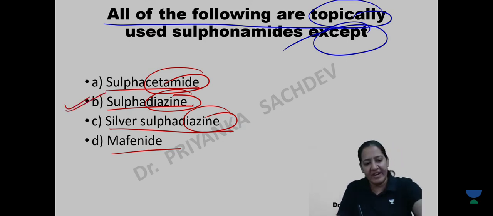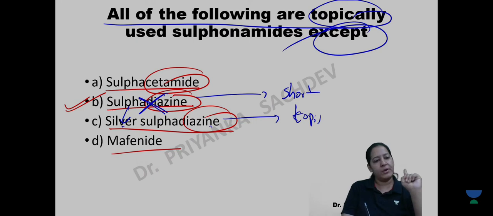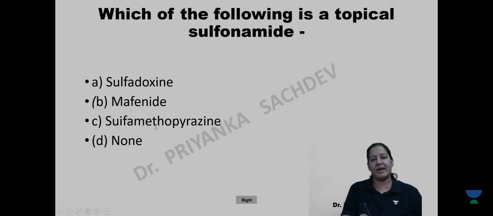If I say only sulfadiazine, it is short acting. But if I add silver to it, silver sulfadiazine, it will become topical. So this one is short acting, not topical, if only sulfadiazine is there. So the correct answer here is B. You got my point? So the correct answer here is B.